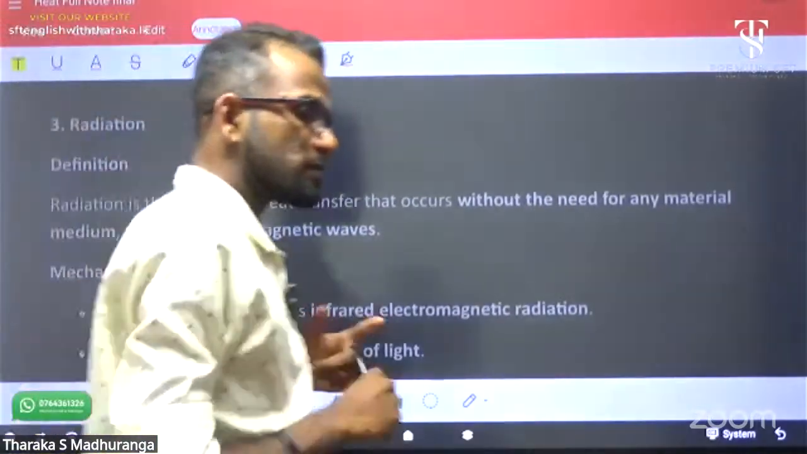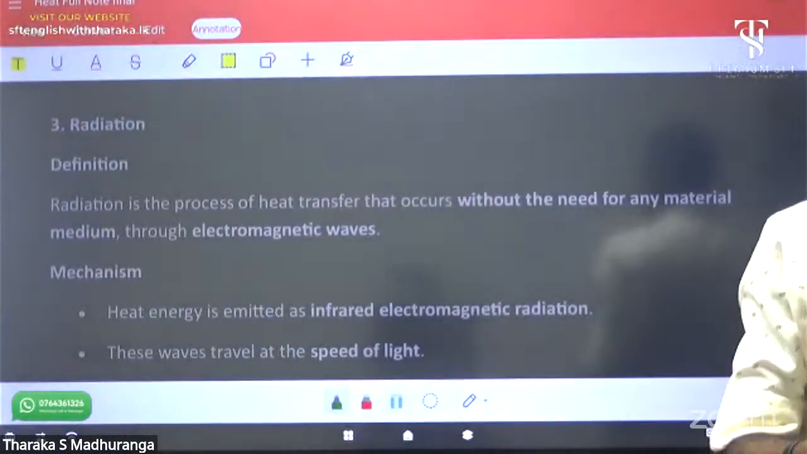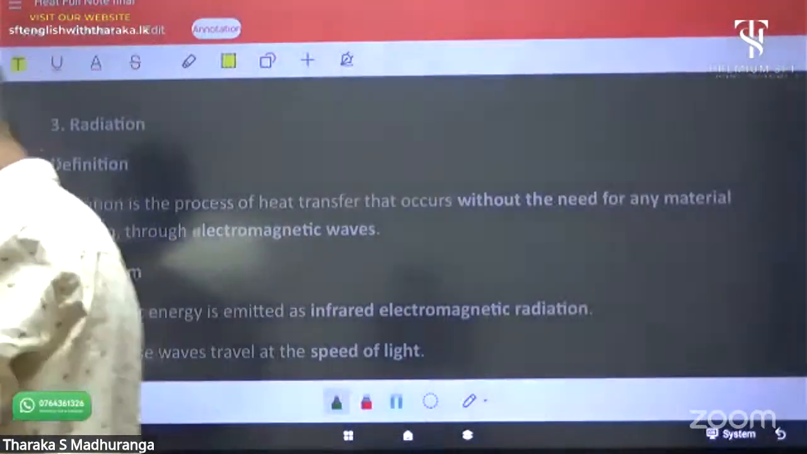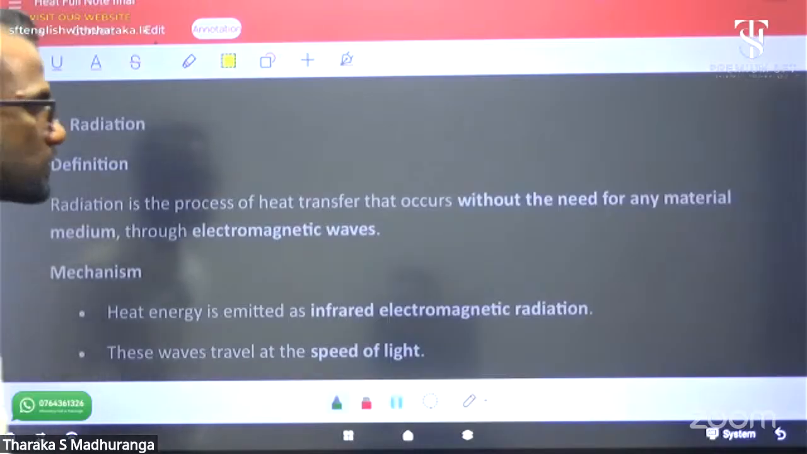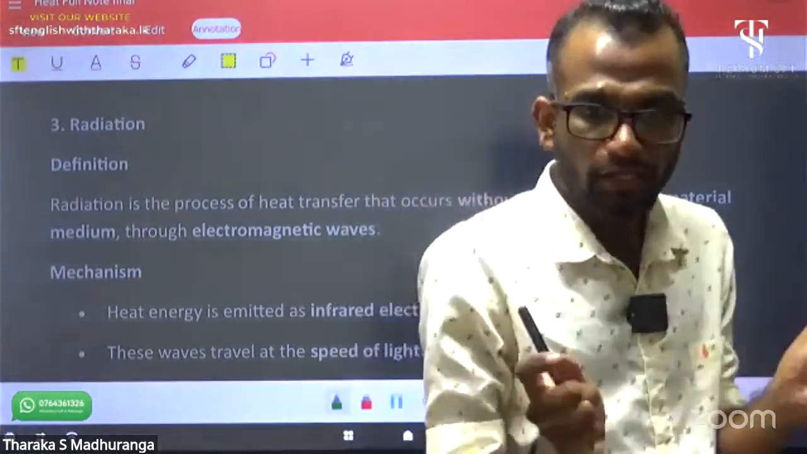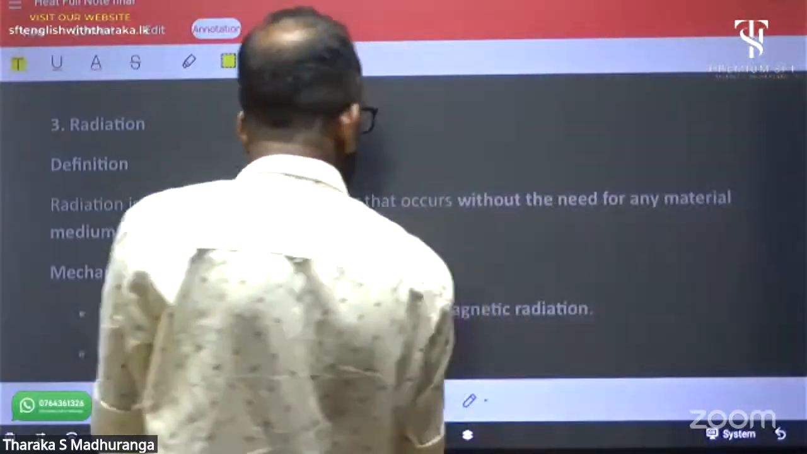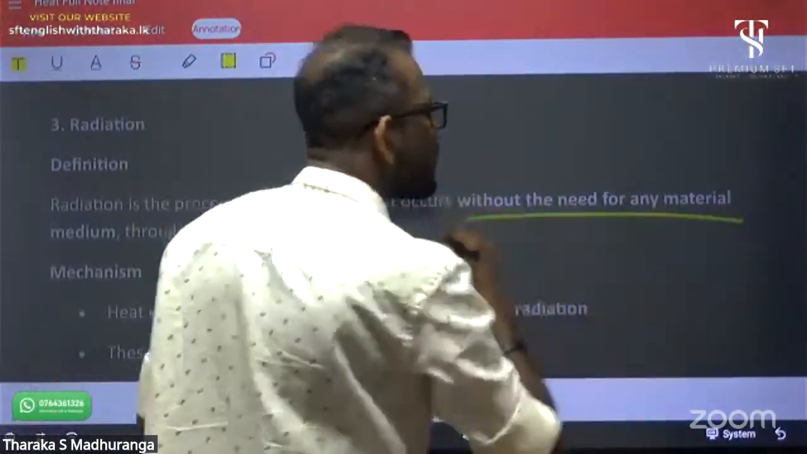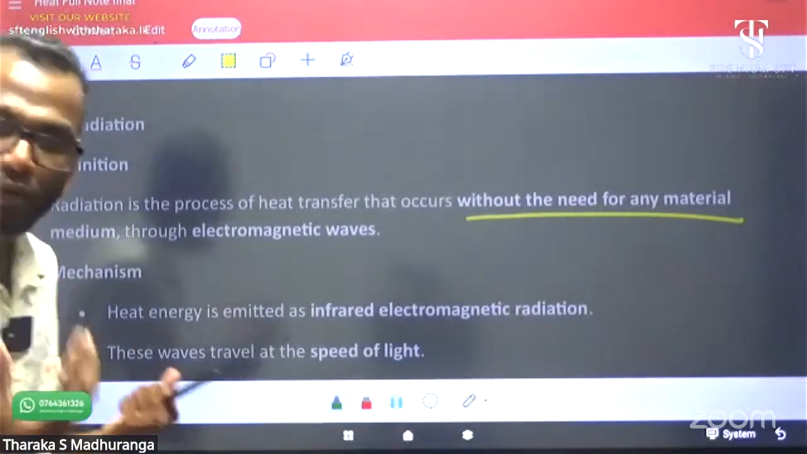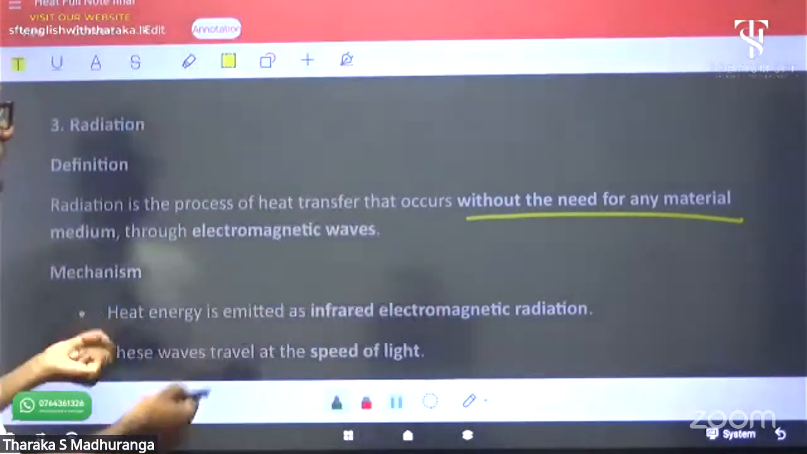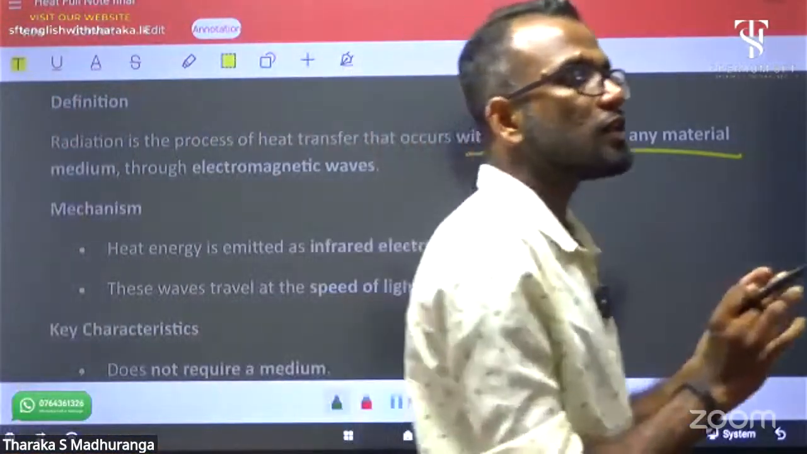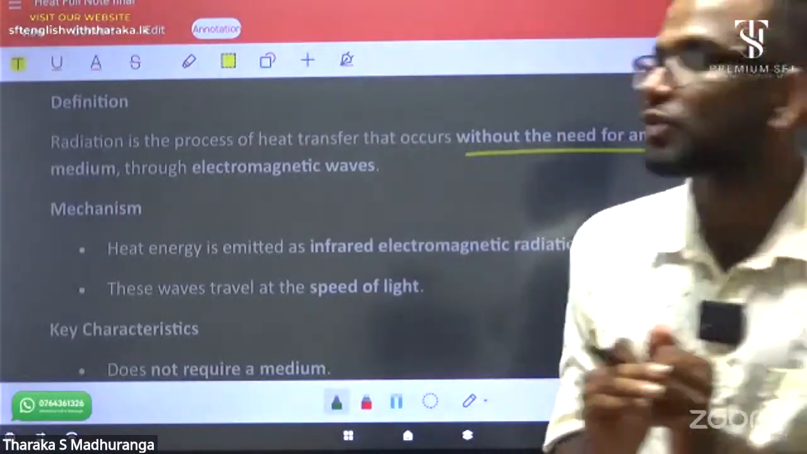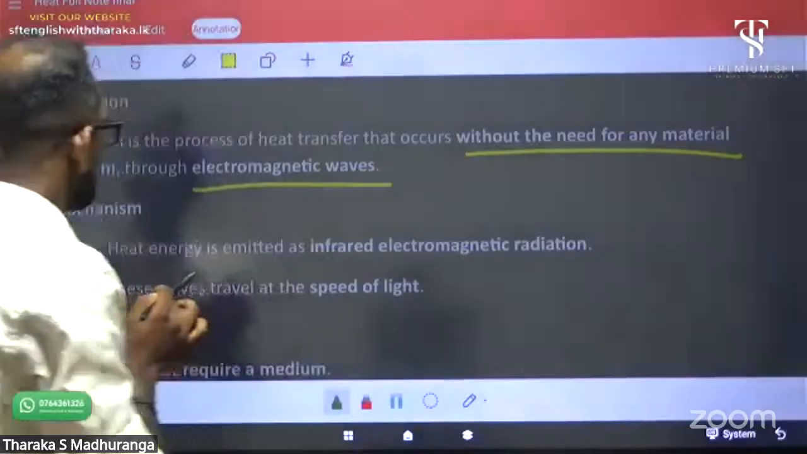Okay, radiation. Final thermal transfer method, radiation. What's the meaning of radiation? The radiation process is transfer without using any material, without using any molecule. Heat transfer from one place to another place we call radiation. In radiation, heat transfers through electromagnetic waves. In short form, we call them EM waves.